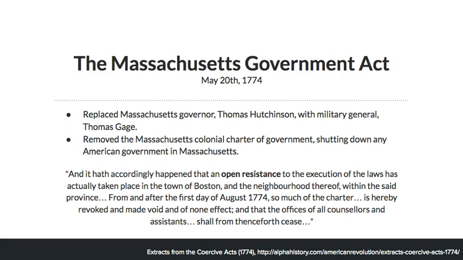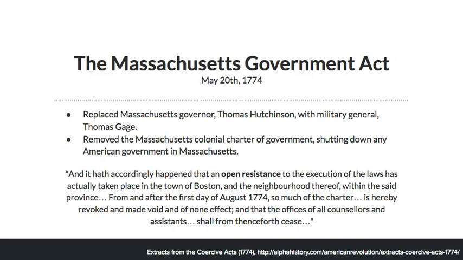The Government Act also removed the Massachusetts Colonial Charter of Government, shutting down any American government in Massachusetts. So pretty much the ability or the authority or the legislation that Massachusetts was living by on their own, they weren't allowed to abide by that anymore, and it pretty much didn't exist. The colony of Massachusetts became a subjected British colony.